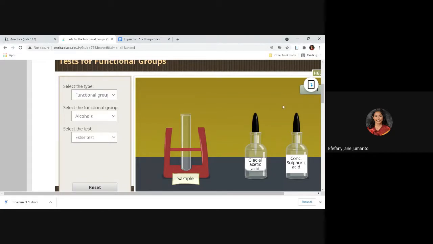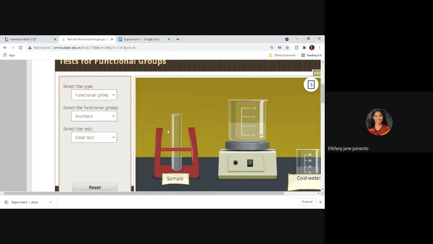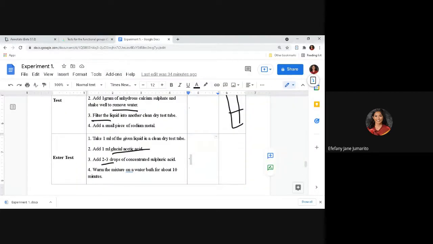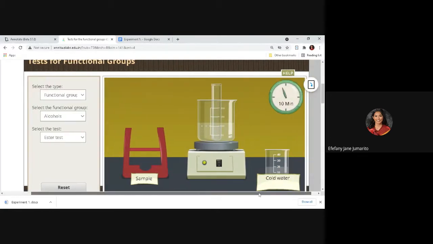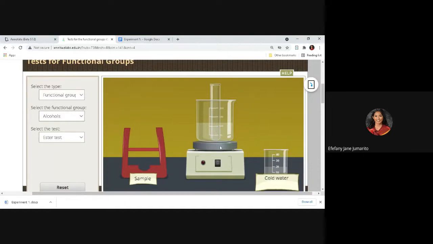And then, next. So, after adding sulfuric acid, procedure 4 is: warm the mixture on a water bath for about 10 minutes. Okay, now let's put our sample in a water bath. So this is your stove, and then we have this one. So this is the water bath.